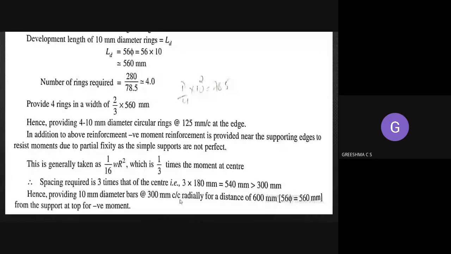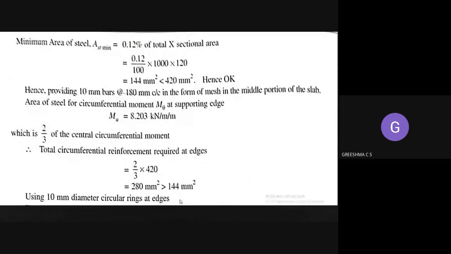First, for the central portion, the reinforcement is in mesh form. Next, for the edge, we give circumferential and radial reinforcement. For the edge portion, the total circumferential and radial reinforcement we got is 280 mm square. That is the edge reinforcement provided.